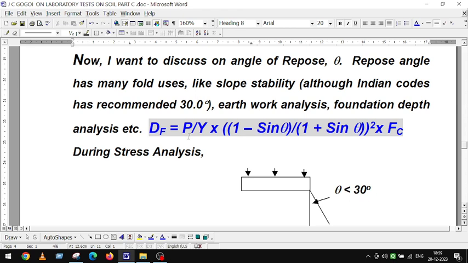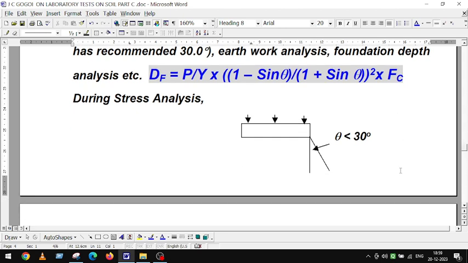Df equals pressure by gamma, the weight of soil, and applied pressure, times (1 minus sine phi) divided by (1 plus sine phi), whole square, into Fc. Fc is the safety factor, 1.33, that is 33% extra. This is Rankine theory.